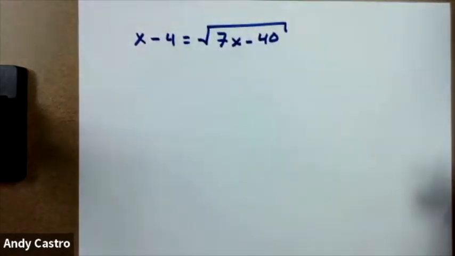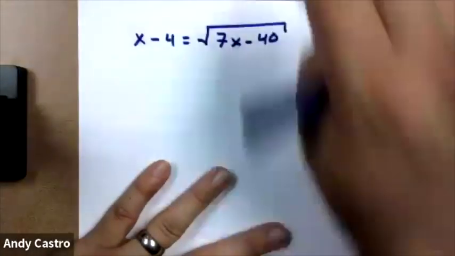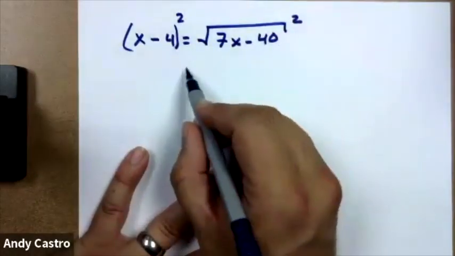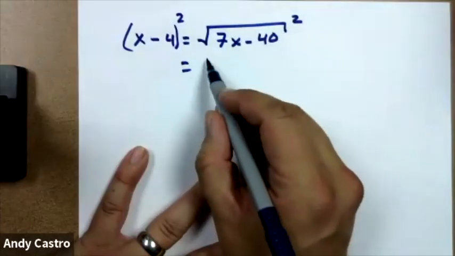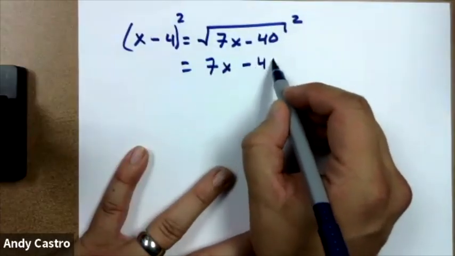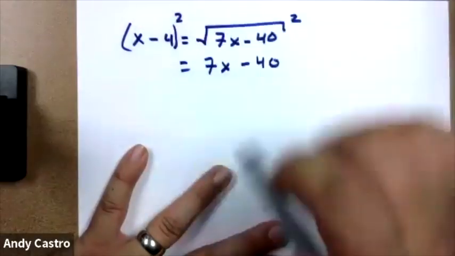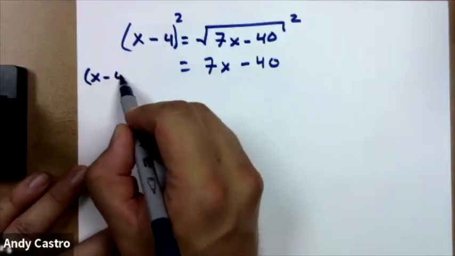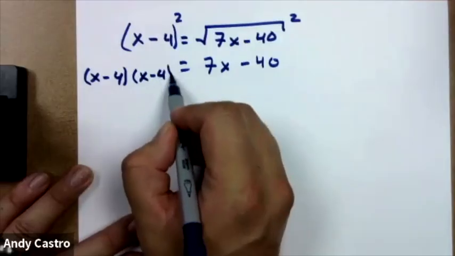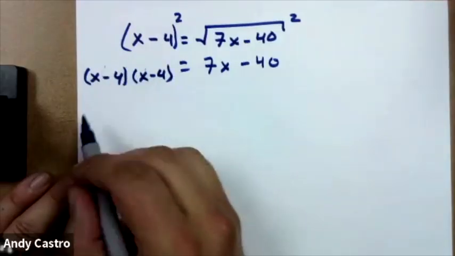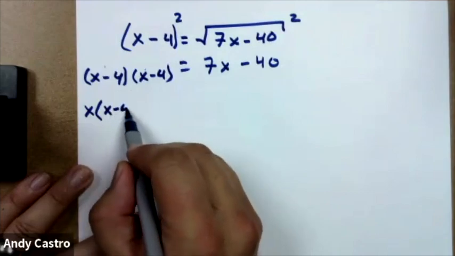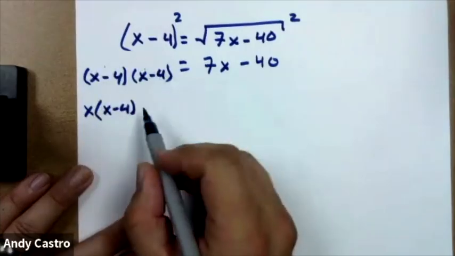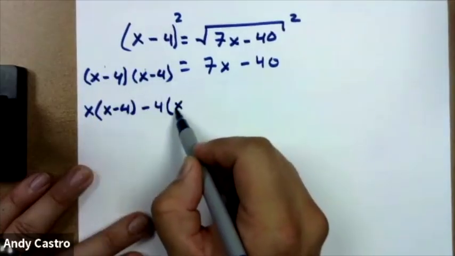Okay. So here, since I have the square root all on one side, I'm going to go ahead and square both sides, but I've got to square this whole thing. The right side's easy. That's just the square of a square root, so that's 7x minus 40. And here, we're going to have x minus 4 times x minus 4. So that's x times x minus 4, and then we have -4 times x minus 4.